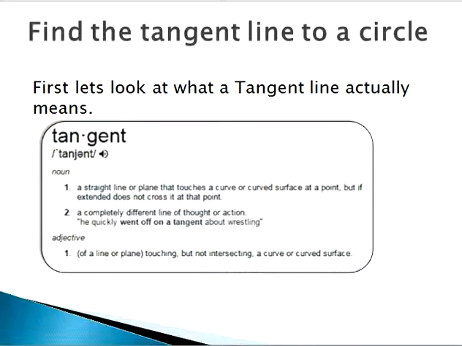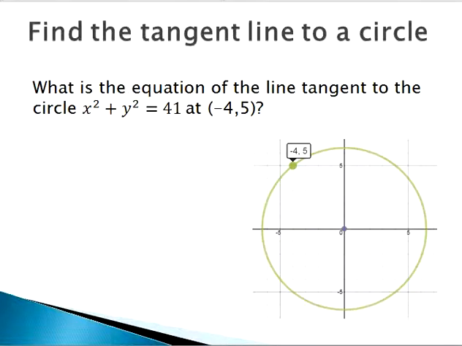So if you Google it, this is what you get. And the first one is actually the most important: a straight line or plane, in this case a line, that touches a curve or curved surface at a point, but if extended, does not cross it at that point. So we're looking at a line that doesn't go through our circle, but it touches our circle at the given point. That's what we're looking at.